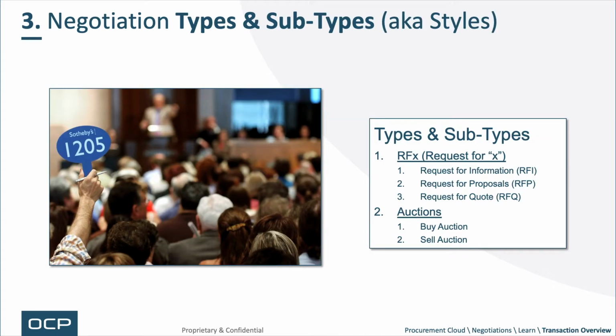Next up, negotiation types and subtypes, also known as styles. All right, so you see here there's largely 2 types: RFX, where X is a wild card, and auctions. The X could be an I, a P, or a Q. RFI means request for information. RFP most often happens after an RFI, because you don't know what you're doing and now you want somebody to propose how it should work. Or neither of those two and you do an RFQ. We already know what it is, we just want to know how much.